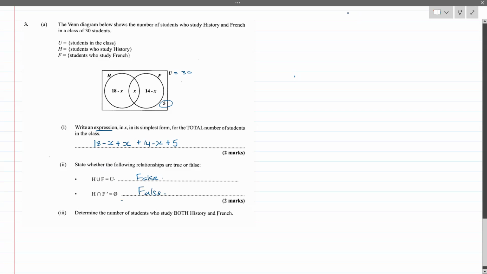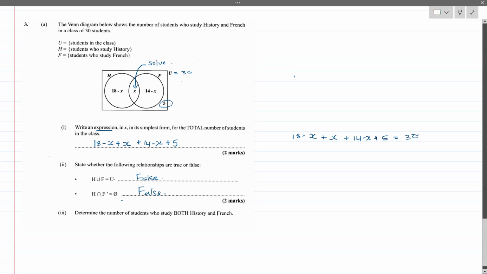Determine the number of students who study both history and French. So what they want us to find is the value of X, to solve for X. Now remember, we wrote this expression up here. So all we need to do is take that expression, and I'm going to write it on the side here. 18 minus X plus 14 minus X plus 5. And we'll put this equal to 30.